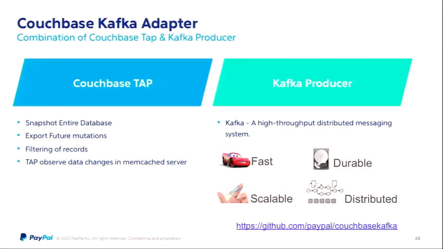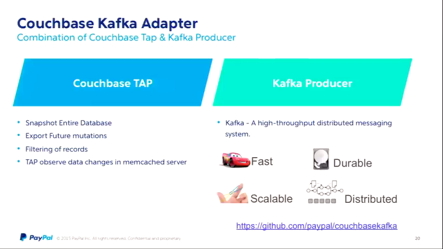Then we have additional capabilities, like you can have your own filtering built in. So we filter some of our records before we send them to Couchbase, before we send them to Kafka. The Kafka producer part. Kafka is an obvious choice for us. It is the de facto standard right now for data transfer. It is fast, durable, scalable, distributed, a highly throughput distributed messaging system, as I picked up from the Kafka website.